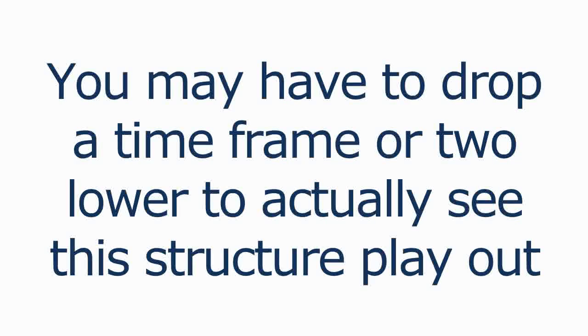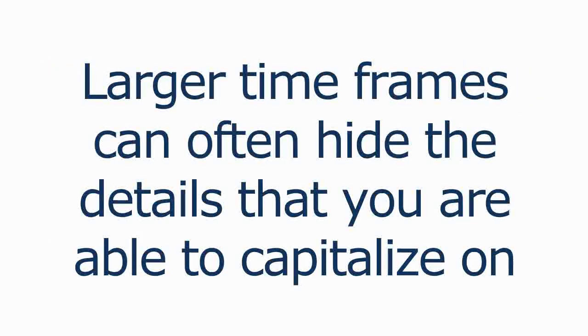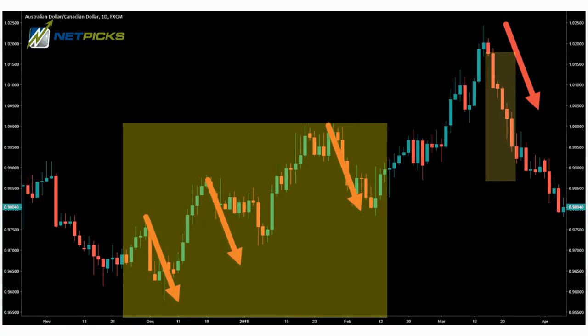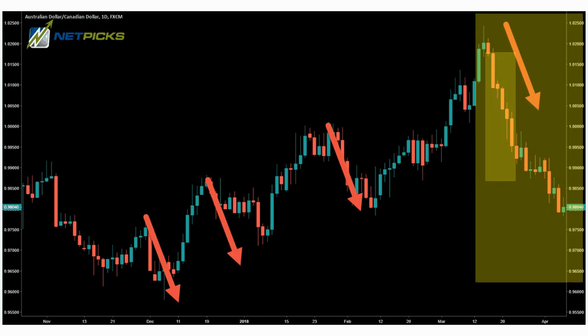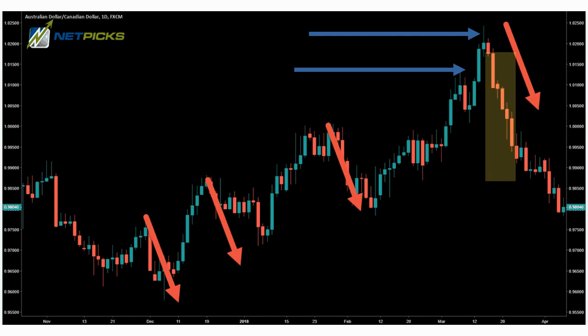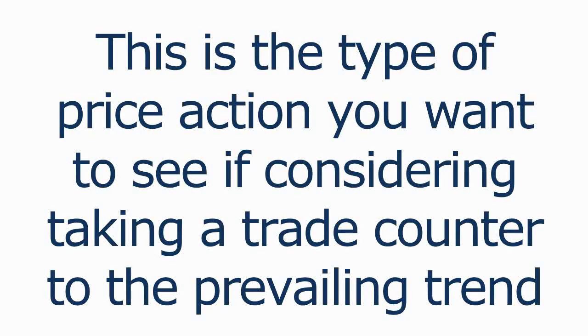And depending on your time frames, you may have to drop a time frame or two lower to actually see this structure play out. Larger time frames can often hide the details that you are able to capitalize on. And as price advanced on this chart, the first three pullbacks in price are virtually identical in terms of distance. The last pullback has a different look to it, and this is the largest pullback in the current move of price. You can see that price had a strong push up, a reversal type of candlestick, and then momentum drove price down. This is the type of price action that you want to see if considering taking a trade counter to the prevailing trend.